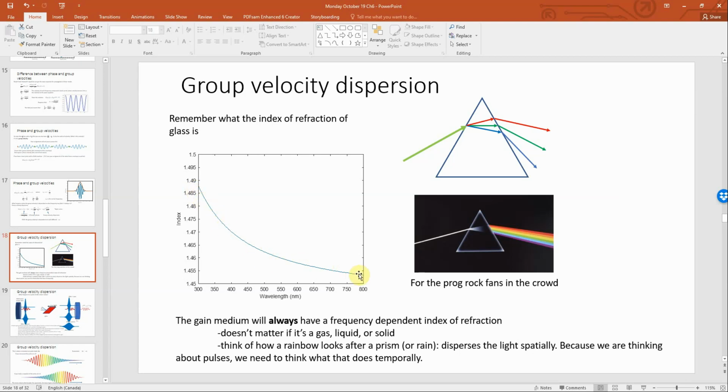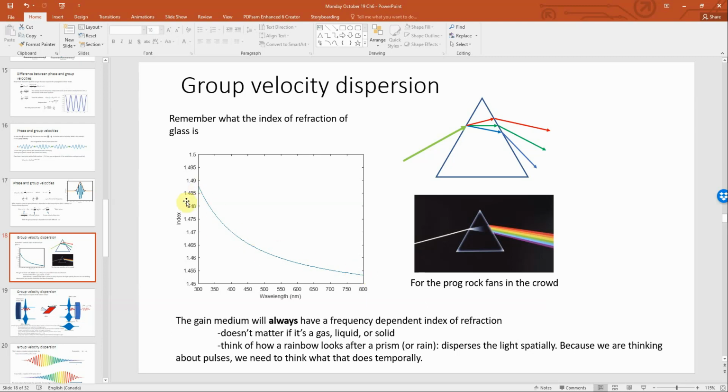Even for a very dilute gas, something like helium, there will always be a slight frequency dependence to the index of refraction. That's because there's always going to be some portion of the electromagnetic spectrum where this atom or molecule or solid or liquid or whatever it is will absorb. And if it ever absorbs in some region, then you always have dispersion somewhere, because you always have that omega j minus omega term in the index of refraction.